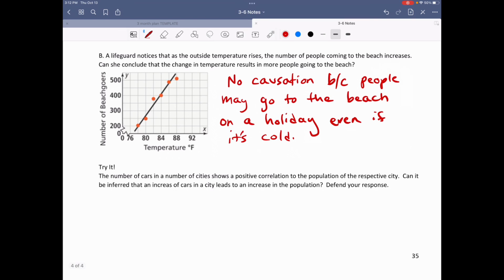So you're going to do that, try it on your own, and then we're going to work on our 3-6 assignment, and we'll be here to help you, and you can use the calculators on your assignment.